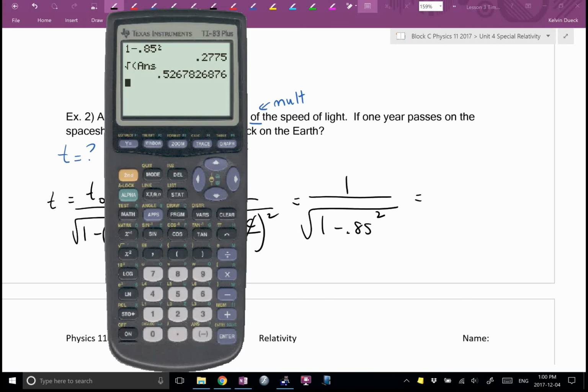And now it's 1 divided by that answer. 1 year on the spaceship, how many years back home on Earth? 1.9.